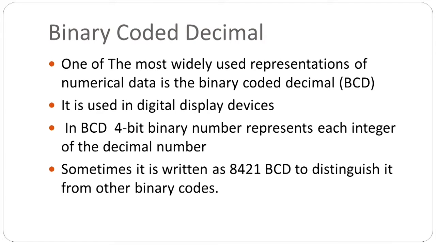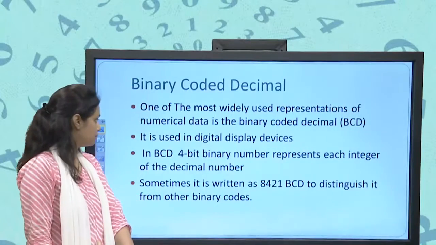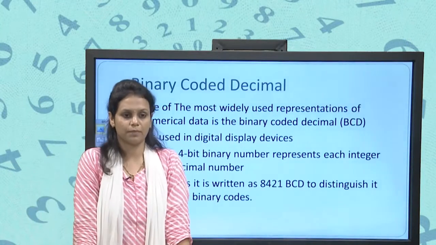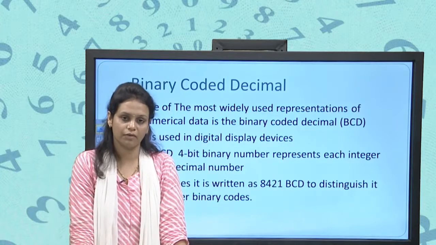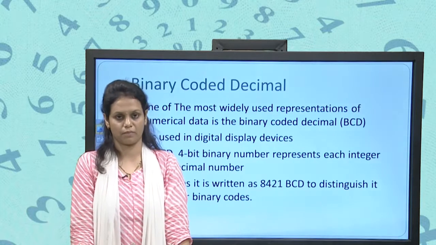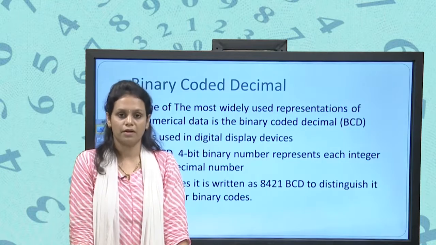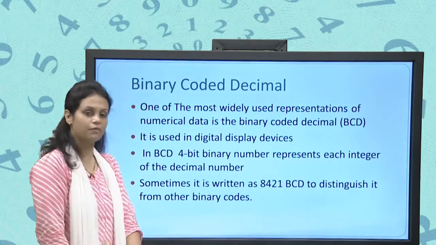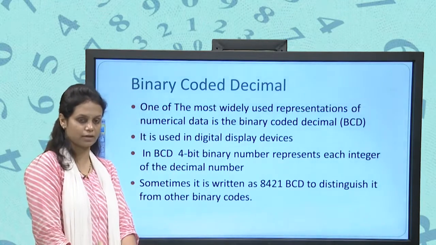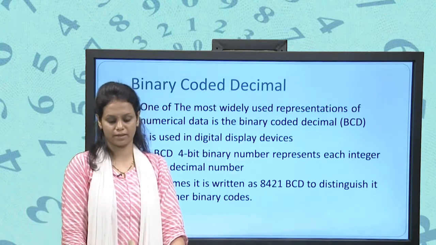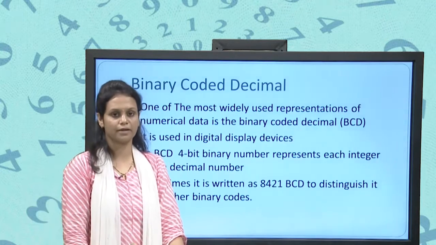Now BCD uses 4-bit binary numbers. Fine. For each representation of a digit we will use a 4-bit binary number. We will see some examples of the binary coded decimal, or how to display a normal digit in binary coded decimal. Fine. So we will get more idea about it, right.